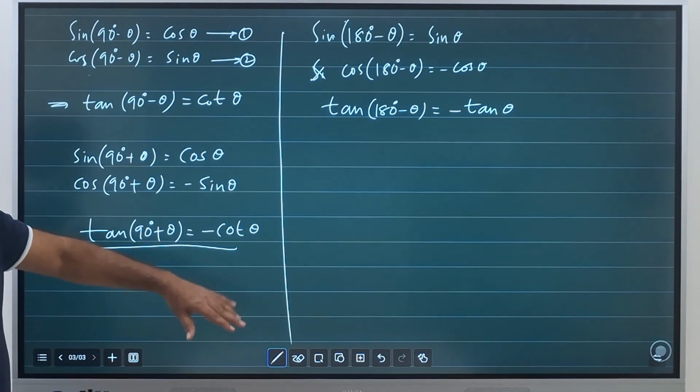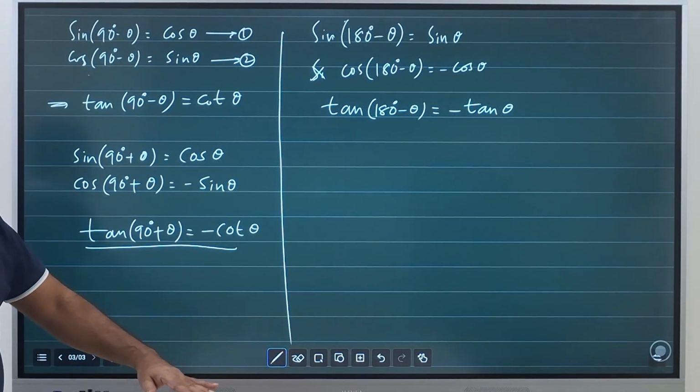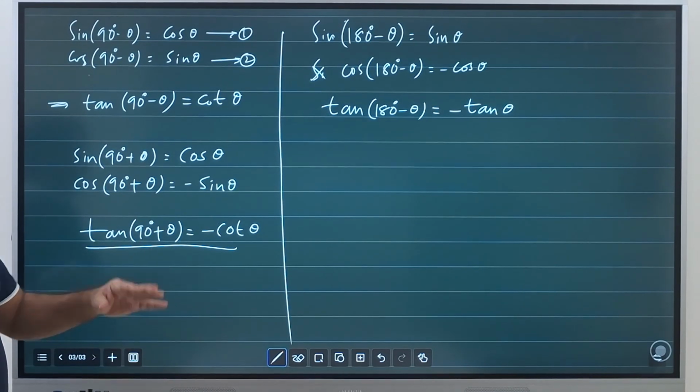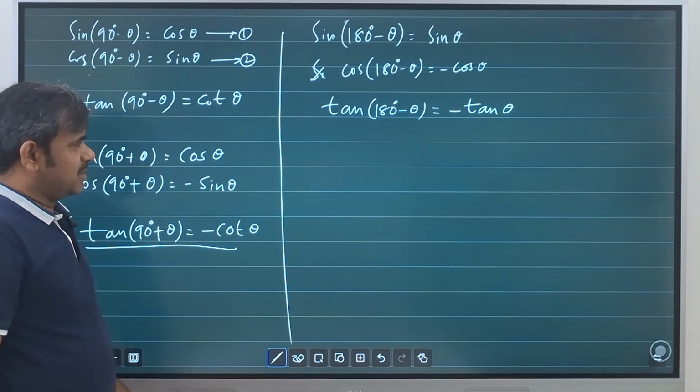So like this you can write tan 270 degrees plus theta, tan 360 degrees minus theta, tan 180 degrees plus theta, and so on.